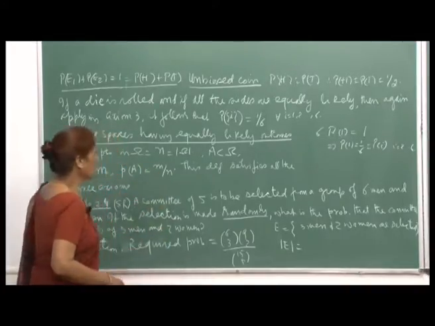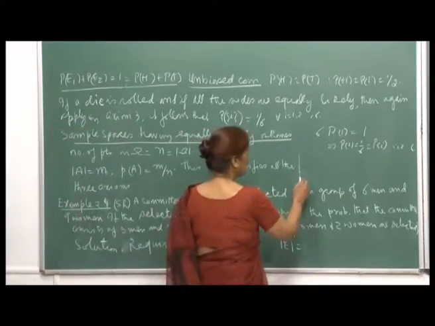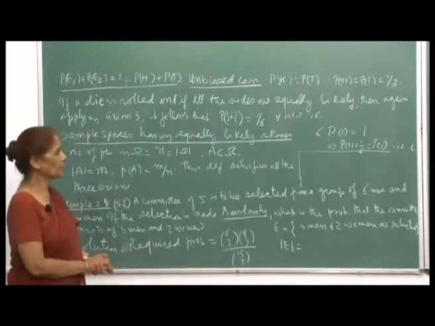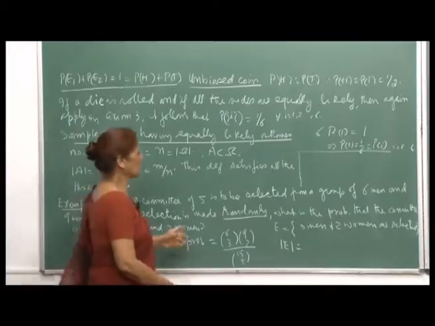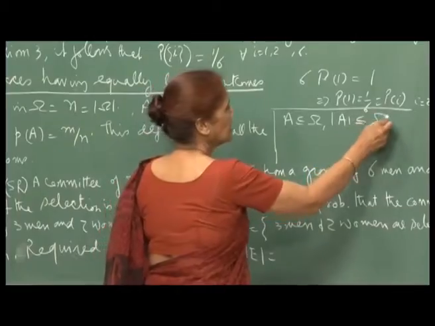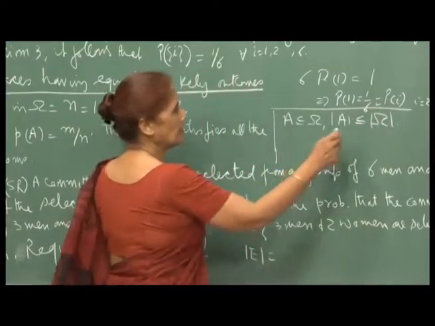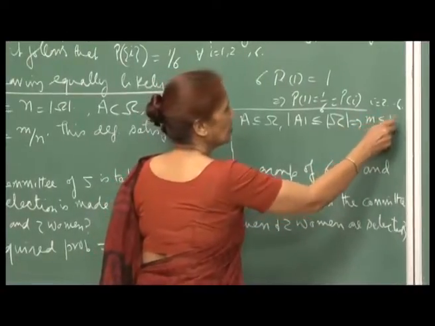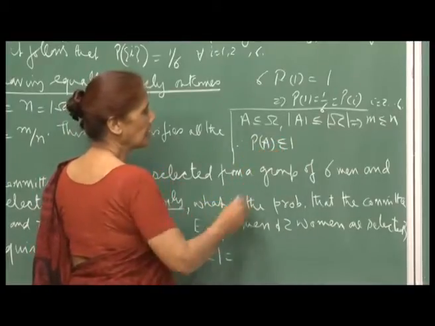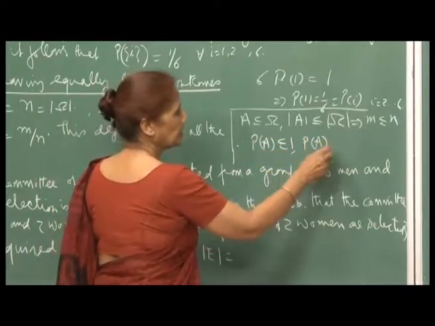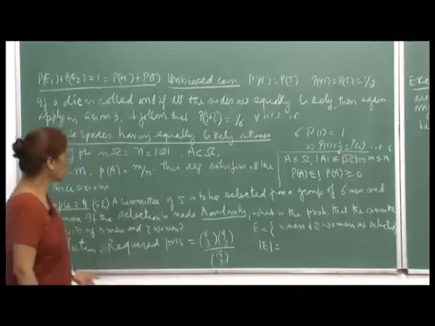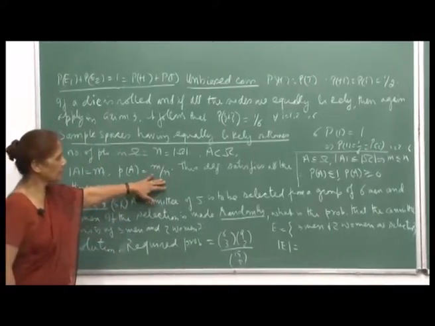So, this is the definition, and now you can very quickly verify the 3 axioms, because remember I said that any definition of probability must satisfy the 3 axioms. Since A is a subset of omega, the cardinality of A is less than or equal to the cardinality of omega, which implies that m is less than or equal to n. Therefore, probability of A is less than or equal to 1, and by definition probability of A is greater than or equal to 0, because m is either 0 or a positive number. So this satisfies the first axiom.